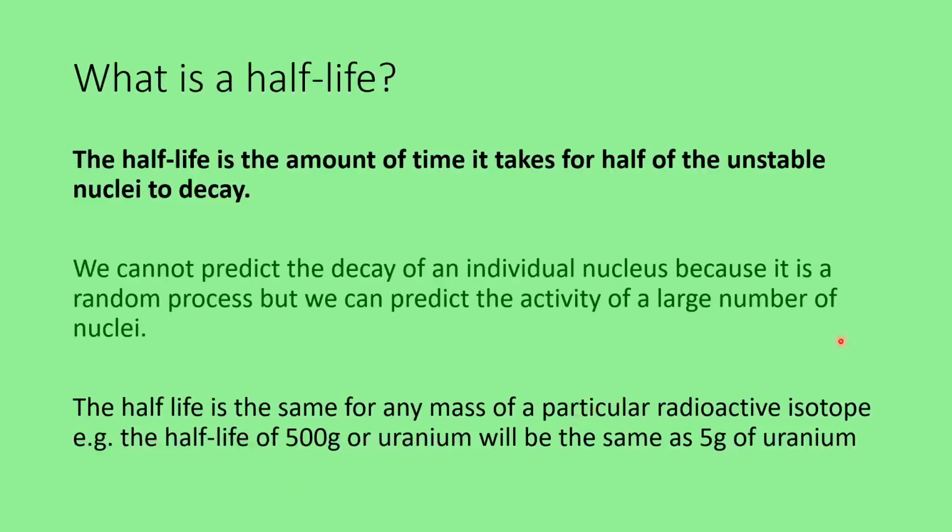Now, the half-life is how long it's going to take for half of those to decay. Each isotope has its own half-life, and it doesn't depend on the mass of that isotope. So here, the half-life of 50 grams of uranium is going to be the same as 5 grams of uranium, as long as they're the same isotope of uranium, so they have the same number of neutrons.